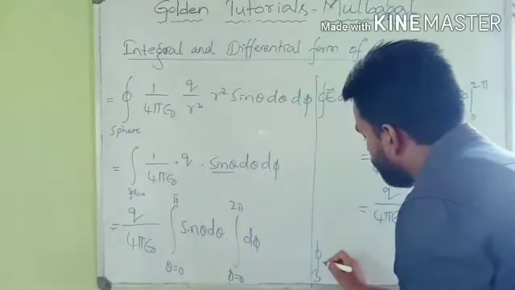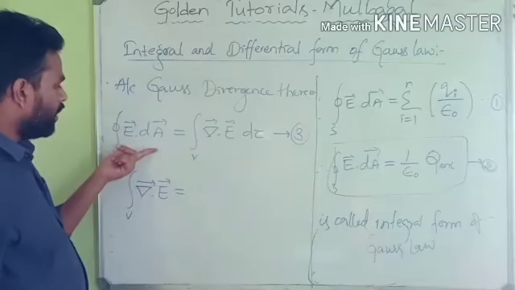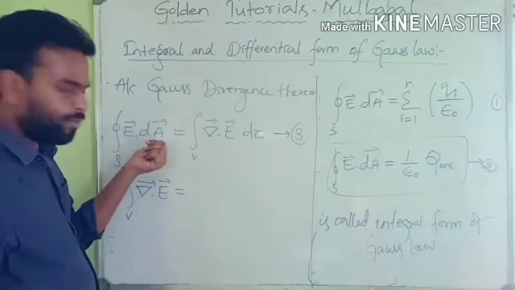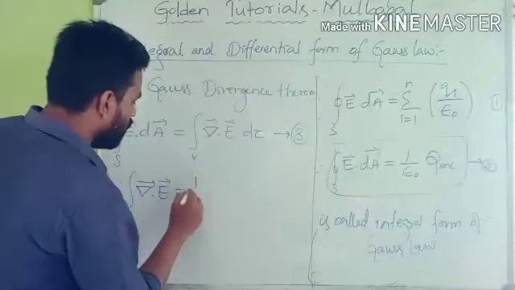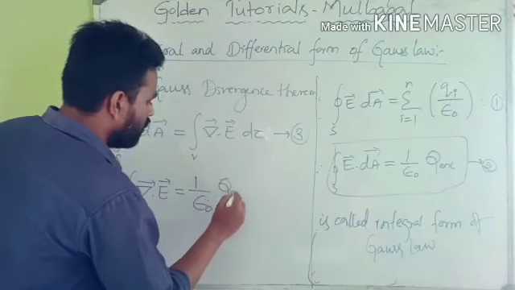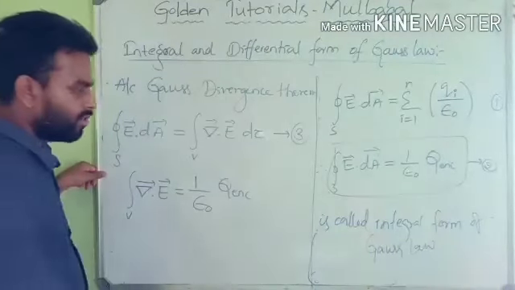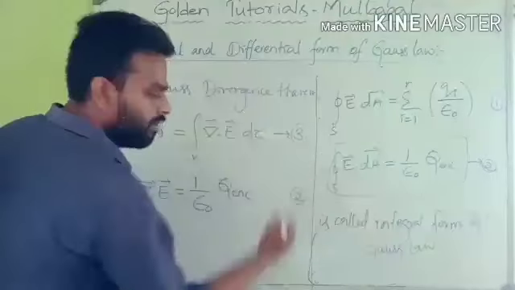Let me give equation number 2 for this and equation number 3 for this. Now I can write the integral over the volume of the divergence of the electric field, del dot E, as equal to the integral over the closed surface of E dot dA. What is E dot dA here? According to equation number 2, I can write that as 1 over epsilon naught times the total charge enclosed under the surface.